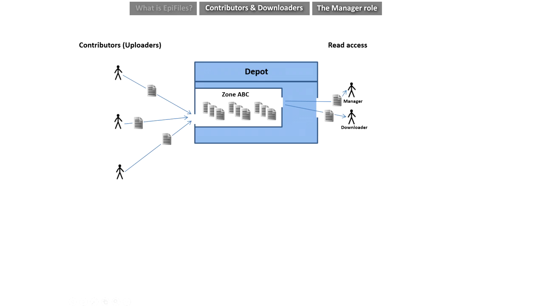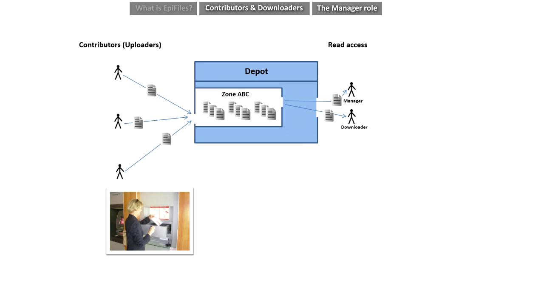It is like the deposit slot found on the outside of some banks. Many people can drop off checks, cash, or whatnot, but nobody else knows what you have dropped off. Only the manager and certain privileged persons inside the bank can see these deposits. In EpiFiles, these privileged people are called downloaders because they can go to a specific zone on your organization's depot and download the files. A zone manager can invite other people to be privileged downloaders, or can terminate someone's status as a downloader in a specific zone.